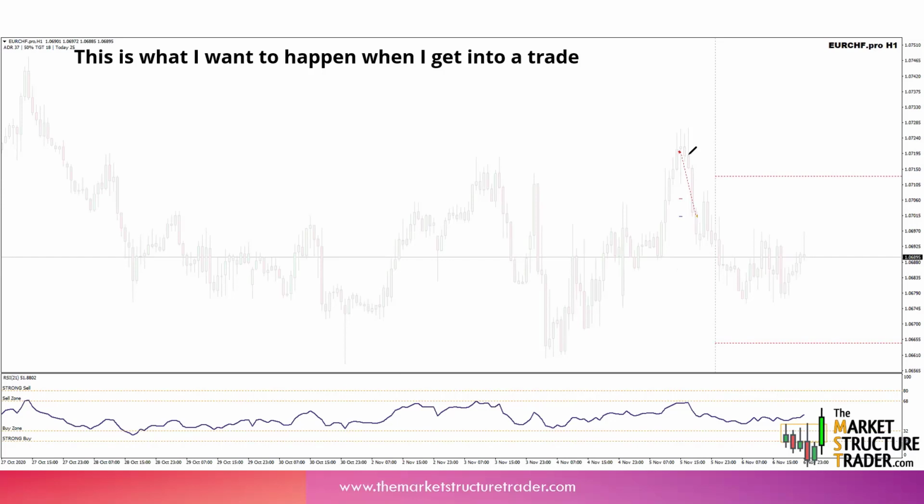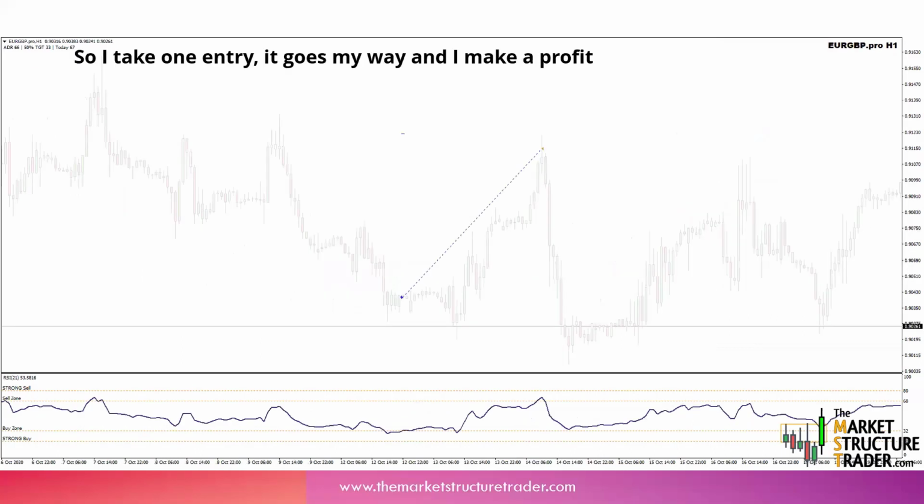Okay, so I get in for whatever reason, whichever strategy I'm using, and basically what happens is after I've got in, price moves down and it hits my TP. Yeah, that's perfect. That's exactly what I want to happen every time I hit that buy or sell button. The same as any trader. We want to get in and price just goes, yeah, no problem. I'll go exactly where you've told me to go and I'll hit the TP. Yeah. So I take one entry, it goes my way and I make profit.